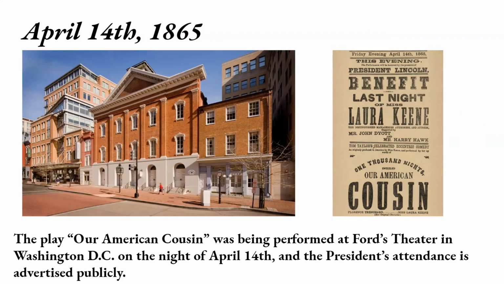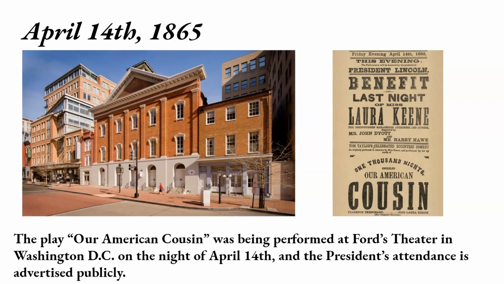So this story begins April 14th, 1865. This is 5 days after Robert E. Lee surrenders to Ulysses S. Grant. Well, the play, Our American Cousin, is being performed at Ford's Theater in Washington, D.C. on the night of April 14th, and the president's attendance is advertised publicly. Probably not a good idea in retrospect.